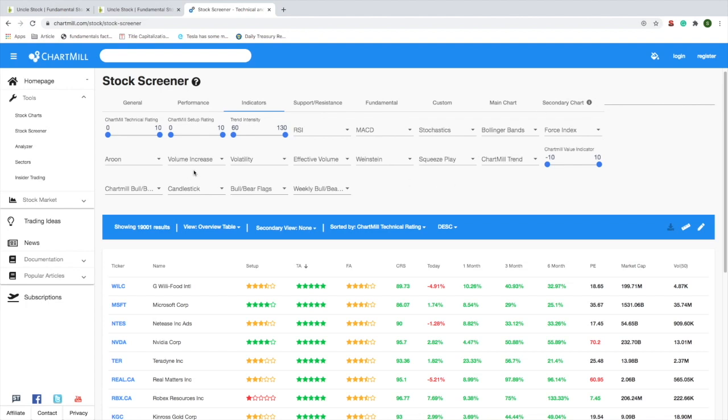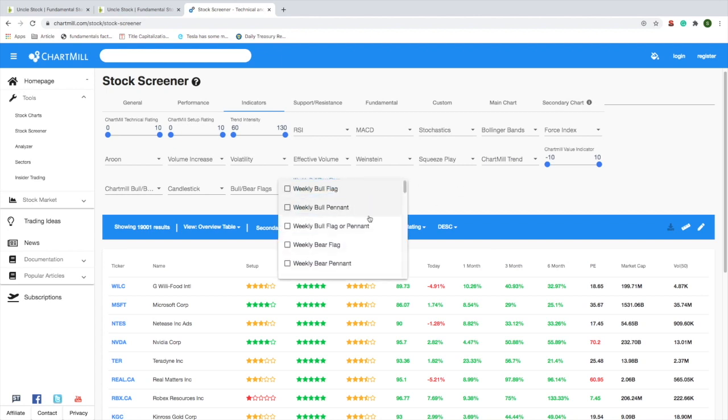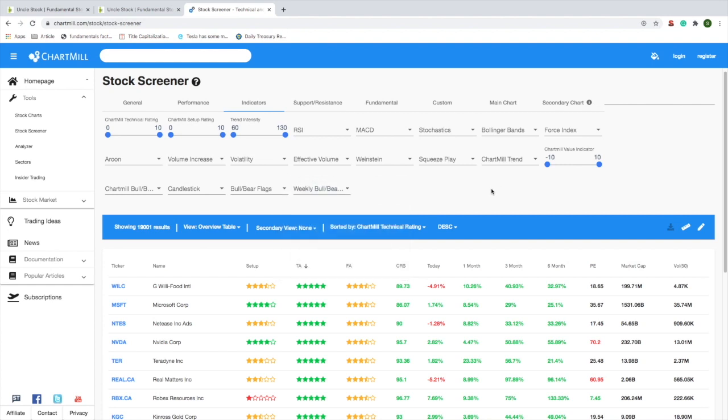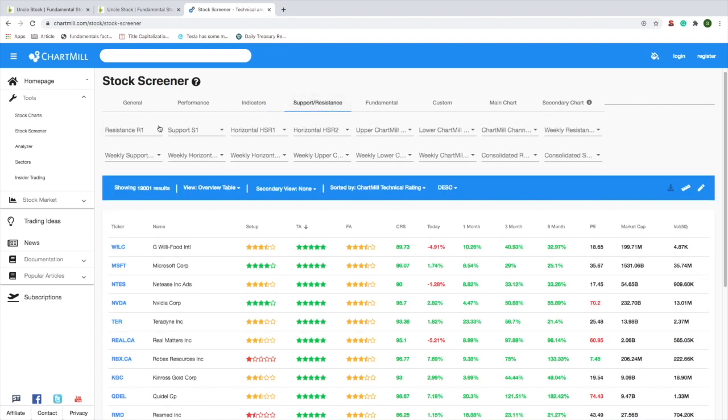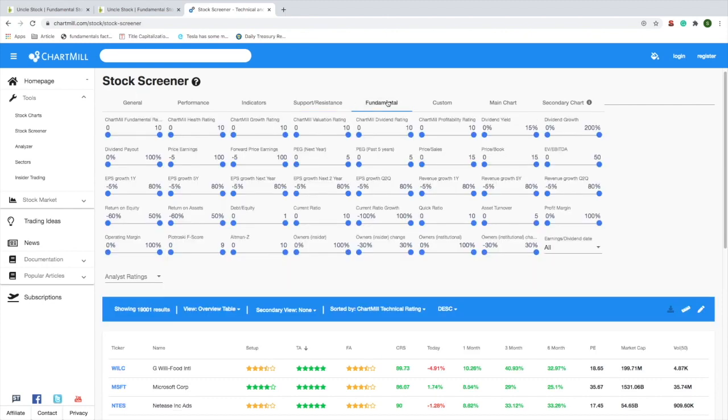Moving on to volume, here, ChartMill trends, bullish and bearish flags and pennants and other candlestick patterns. You can even refine the search based on technical criteria such as the proximity to moving averages, Bollinger Bands, average true ranges and price performance. And here they even have a support and resistance tab, so you can choose how far prices are away from support or resistance areas. They have a fundamental tab as well where you can choose from a variety of different fundamental factors such as EPS growth over the next year, next 2 years, quarters, revenue growth, dividend growth.